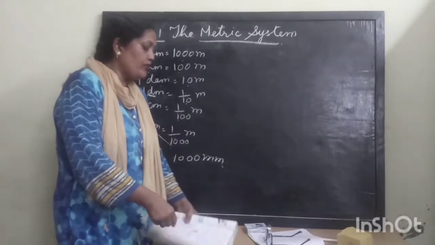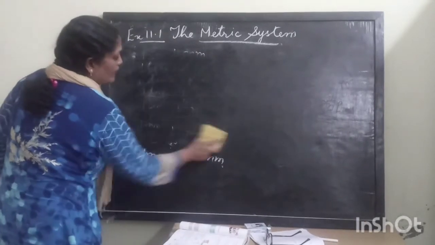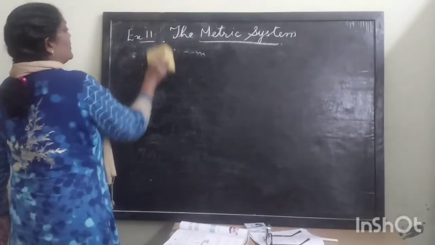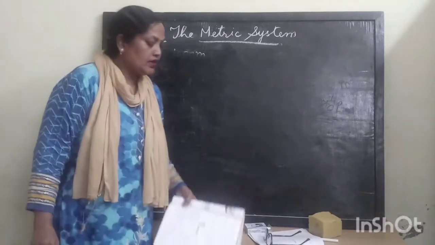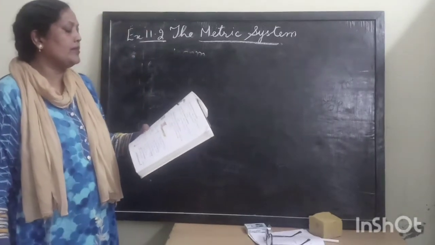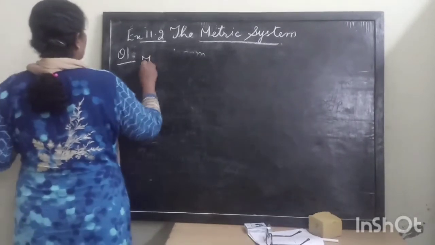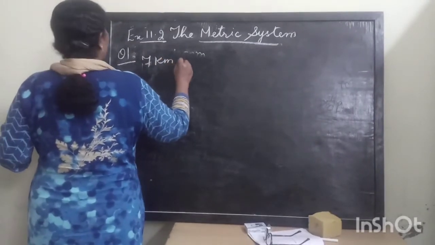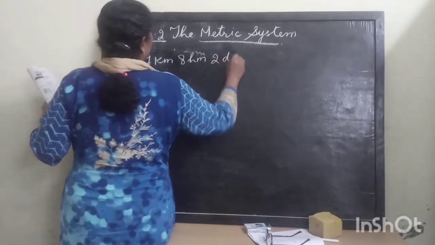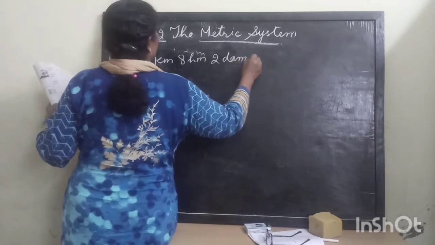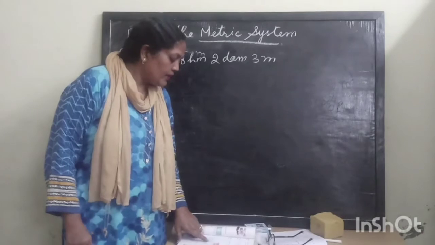Exercise 11.1 you can do in the book itself. Now come to 11.2. First is convert into meters. First question is 7 kilometer, 8 hectometer, 2 decameter and 3 meters. Now we have to convert it into meters.